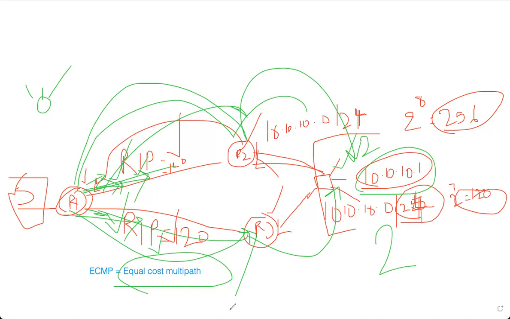I mean, the prefix length is same. Then it will be equal cost multipath. Both the paths will be load balanced between both the routers. That is called equal cost multipath. Okay, that is about the RIP protocol.